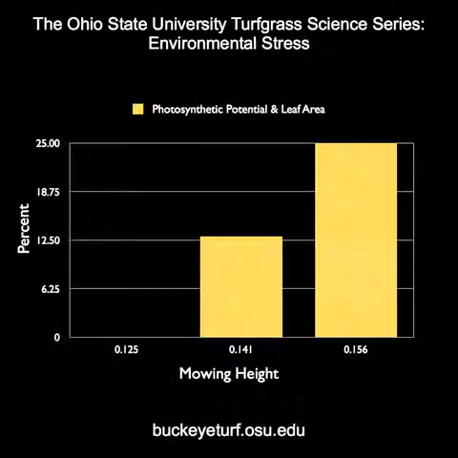The impact of only slight adjustments in management practices can be seen here. If we raise the height of cut, for example, from 0.125 to 0.141, a 16 thousandths of an inch increase, we increase the leaf area and photosynthetic potential 13%. If we increase the mowing height from 0.125 to 0.156, a 31 thousandths of an inch increase, the turf leaves and photosynthetic potential increases by 25%.